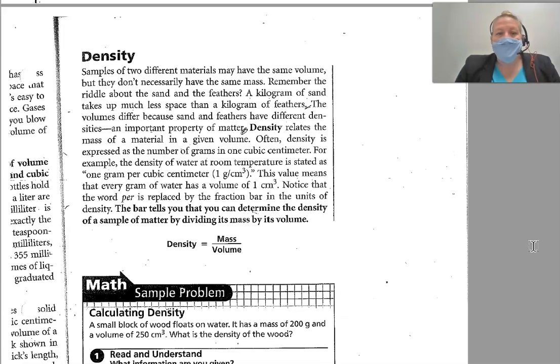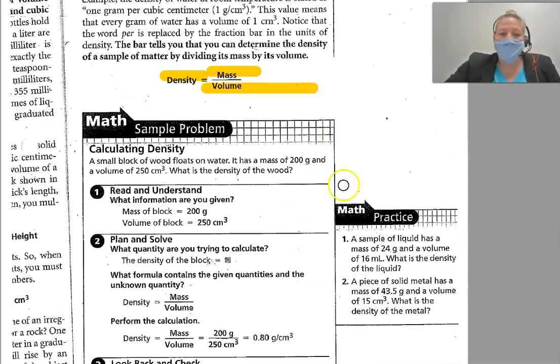Density relates to the mass of a material in a given volume. Often density is expressed as a number of grams in a cubic centimeter. For example, the density of water at room temperature is stated as 1 gram per cubic centimeter. This means that every gram of water has a volume of 1 centimeter cubed. Notice that the word per is replaced by the fraction bar in the units of density. The bar tells you that you can determine the density of a sample of matter by dividing its mass by its volume. So we've looked at this formula before: density equals mass divided by volume.